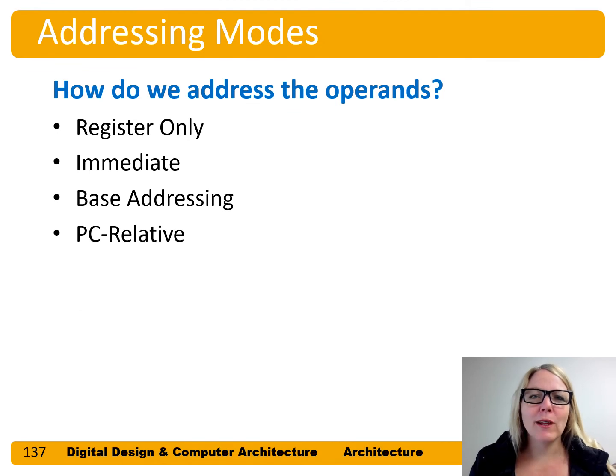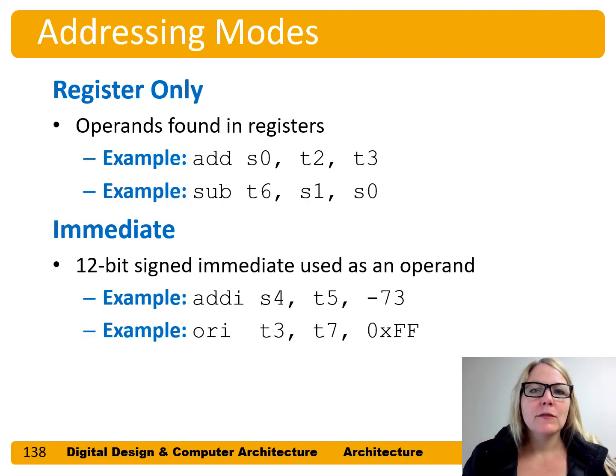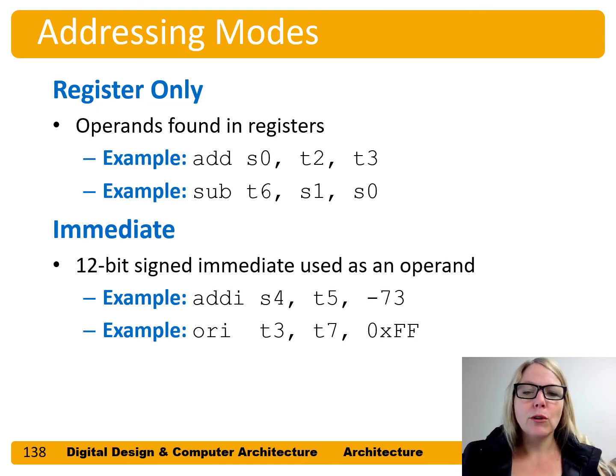So let's talk about how we address operands. That is how we indicate which operand we want to use. So we have register only, immediate addressing, base addressing, and PC relative addressing. Register only addressing is when operands are found only in registers. For example, the add instruction and the subtract instruction only have register operands. Immediate addressing is when some of the operands are found in the immediate field. So add immediate and or immediate are two examples of immediate addressing modes.